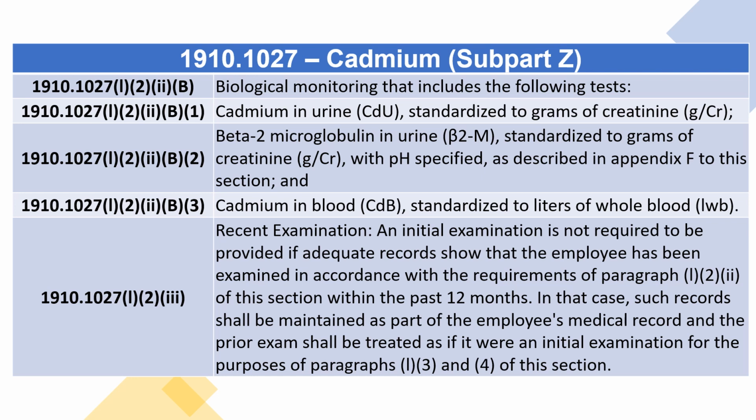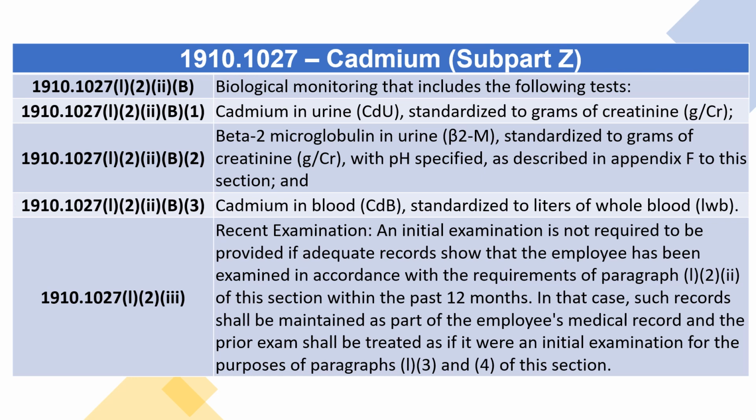1910.1027(l)(2)(ii)(B)(1) through (3): Cadmium in urine (CdU), standardized to grams of creatinine (g/Cr). Beta-2 microglobulin in urine (Beta-2-M), standardized to grams of creatinine (g/Cr), with pH specified as described in Appendix F to this section. And cadmium in blood (CdB), standardized to liters of whole blood (LWB).